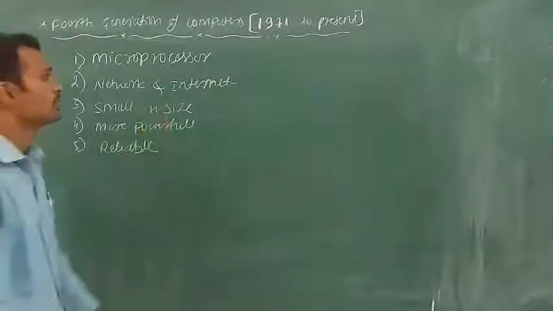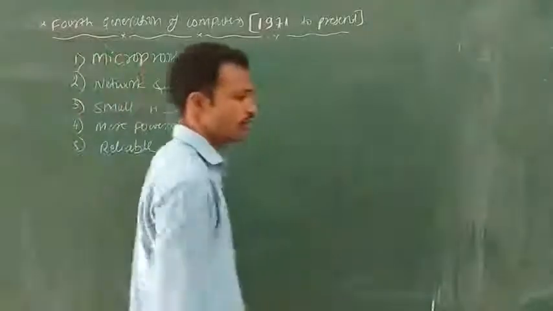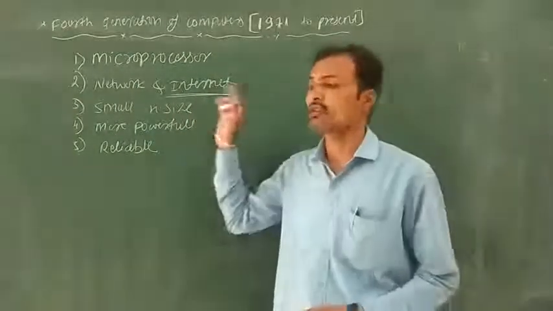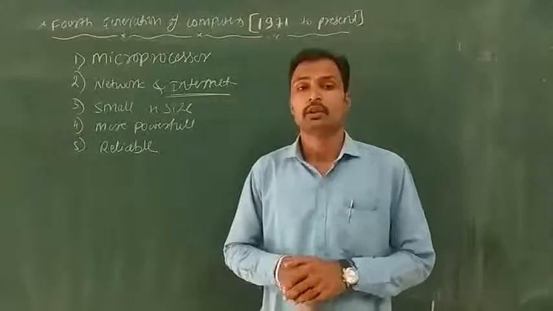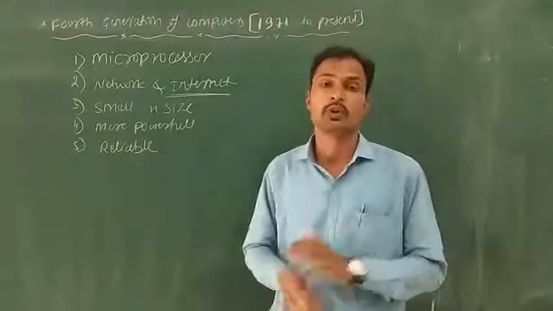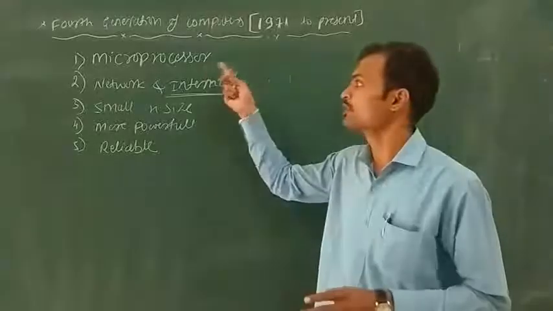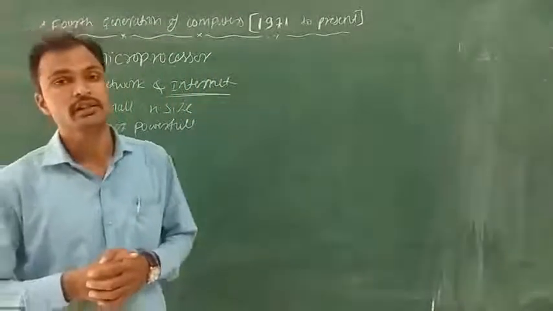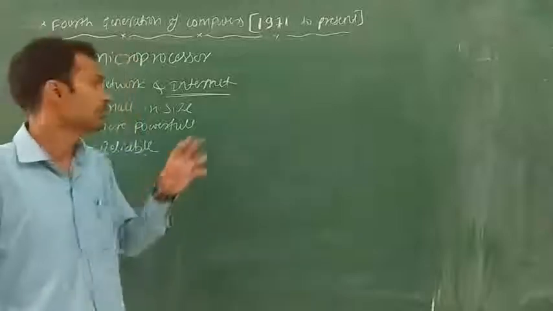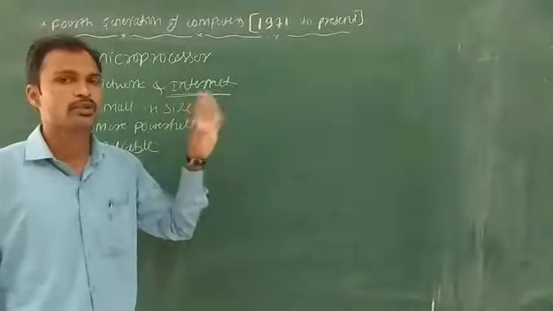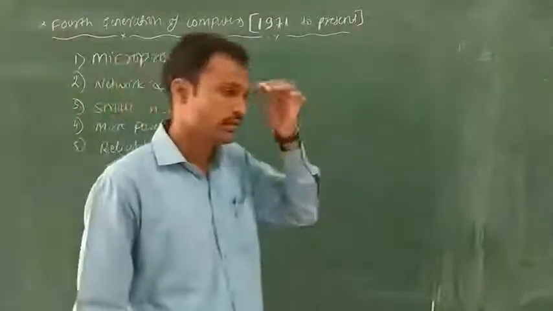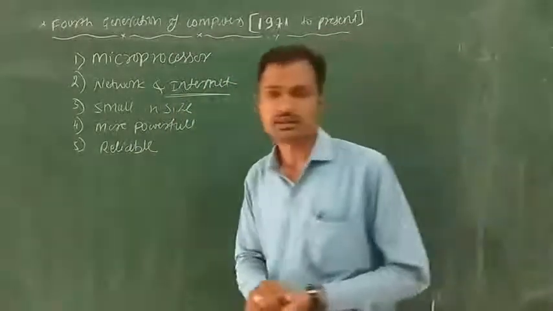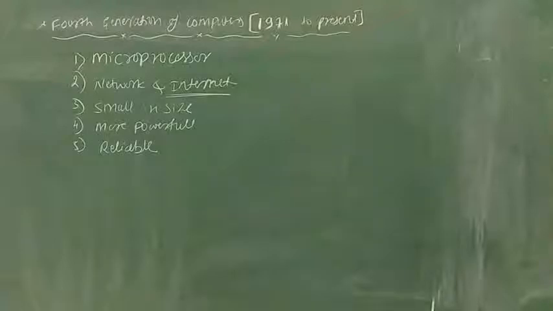And I told you about the internet. The internet evolution was developed in the fourth generation of computers. The actual development in the internet and in networking was done in the fourth generation of computers, starting from the year 1971 onwards. Okay, so this is about the fourth generation of computers. Now the last one, that is the fifth generation of computers.